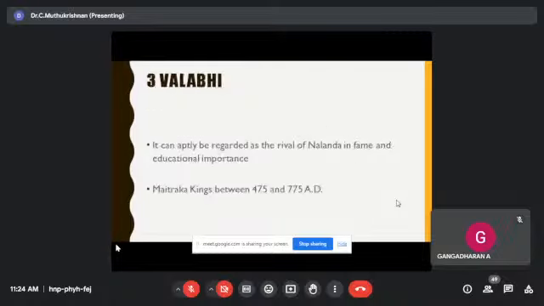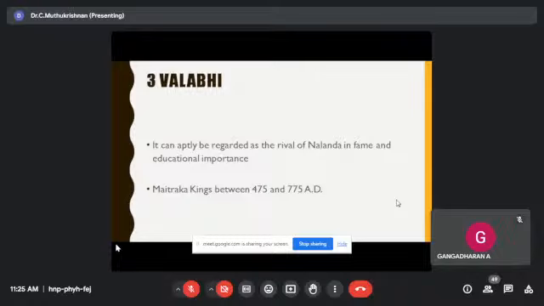And the third one is Wallabhi. What is meant by Wallabhi? It can aptly be regarded as the rival of Nalanda in fame and educational research. So why was Wallabhi University established? As the rival of Nalanda. You must understand the word rival of Nalanda. Nowadays many people live as rivals of others. Like that, it can aptly be regarded as the rival of Nalanda, especially in fame as well as educational importance. This is very important for the creation of Wallabhi University in ancient India.